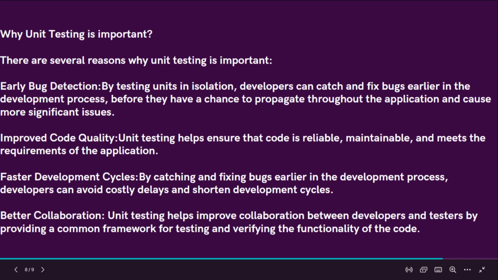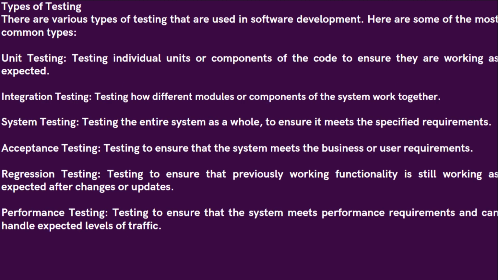Unit tests help improve collaboration between developer and tester, providing a common framework for testing and verifying the functionality of the code. Okay, so what are the types of testing? There are many types of testing. Few of them are unit tests, what we are discussing, then integration test, system test, acceptance test, regression test, performance test, security test, usability test, and then many more.